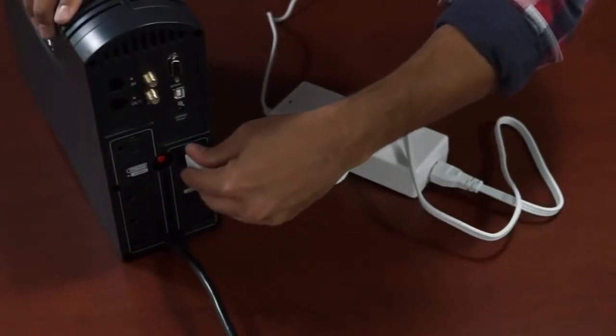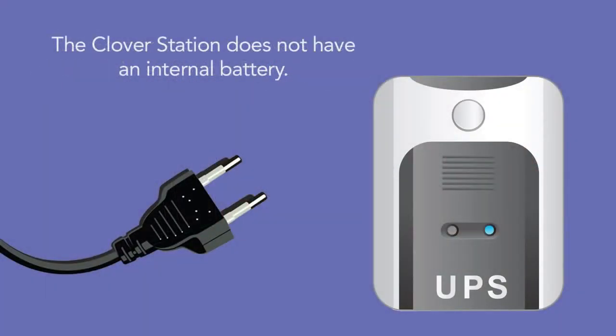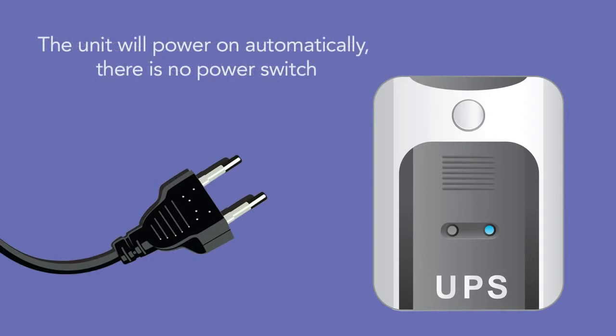Now we can attach the power cord to the power brick, then plug the power cord into an outlet. It's recommended to always use an uninterruptible power supply to maintain power to the station and protect it from power surges. The Clover station has no battery power. If the unit loses power, it will turn off immediately. The unit will power on automatically. There is no power switch.